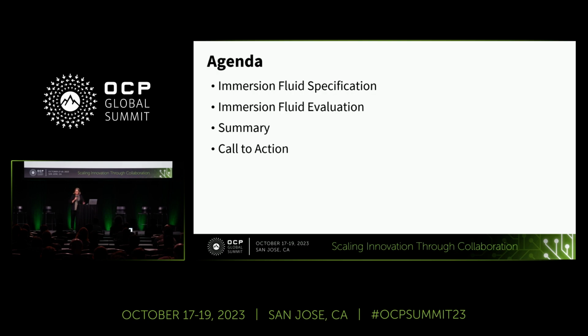The outline of the agenda is really to remind everyone what the fluid specification is about, and then talk about the fluid evaluation. Since this was approved by the OCP late last year, December 2022, I'll be talking about what we have done since then and give an update of that. That's part of the fluid evaluation. Then a summary and call to action.